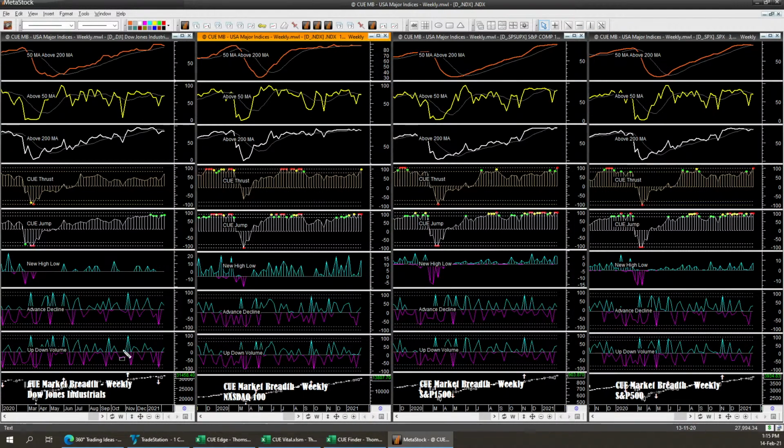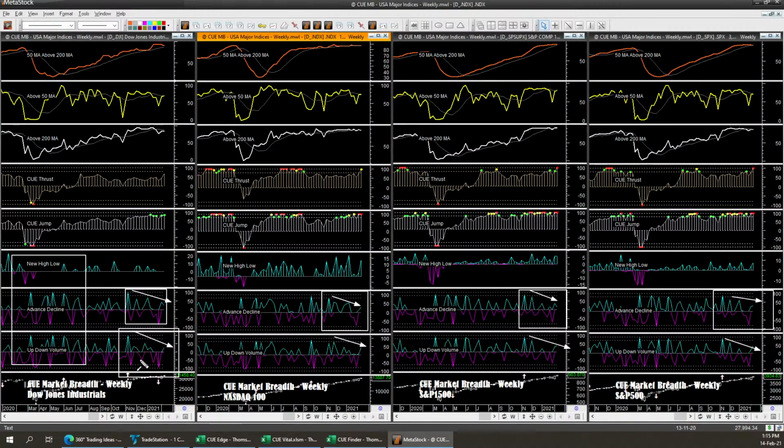The same 4 indices, and I'm going to focus on the internals. In the last few webinars, I showed there was weakness in new high low, advanced decline and up down volume. That weakness is continuing. Though the market keeps on making new all-time highs, the new high low is far below their previous peaks. And the same is true for up down volume, and the traps are becoming deeper. The lows are becoming lower.